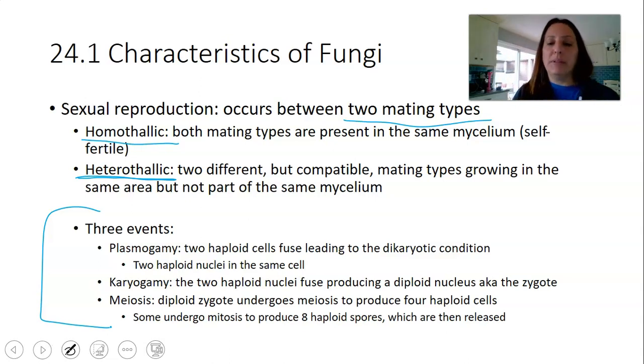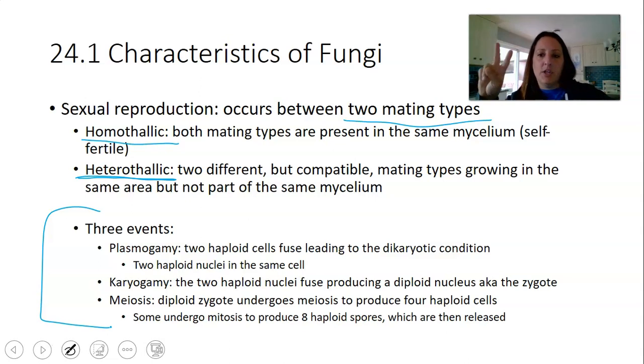So the first is called plasmogamy. Plasmo, cytoplasm. What happens here is we have two haploid cells from two distinct mating types that fuse together. So we have two cells that fuse. Let's not call that yet. So we have two haploid cells, they fuse together. That's called plasmogamy. So pretty much their cytoplasms become one.